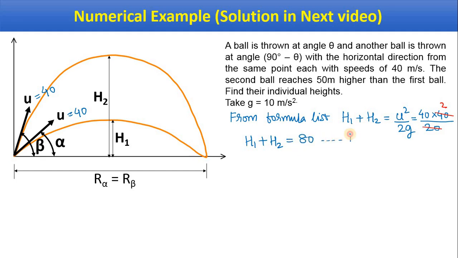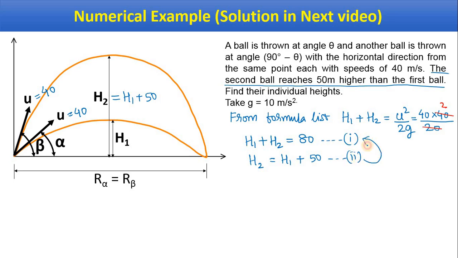This formula we have taken. Now next in the question it says that the second ball reaches 50 meter higher than first ball. That means this height H2 is actually H1 plus 50, more than that. So therefore we can write down second equation as H2 is equal to H1 plus 50. Simply substitute this second equation in the first one. So we get the first equation like this, H1 plus, now in place of H2 just write H1 plus 50, is equal to 80. I am simply putting the value of H2 from second equation into the first equation.